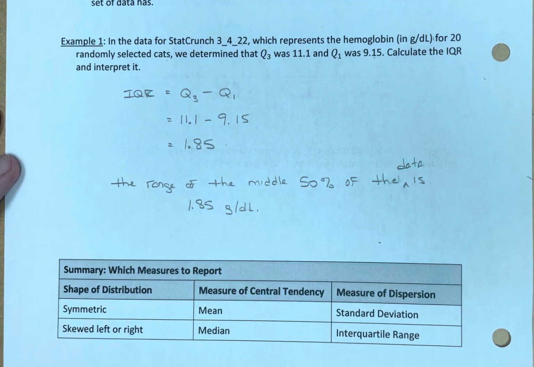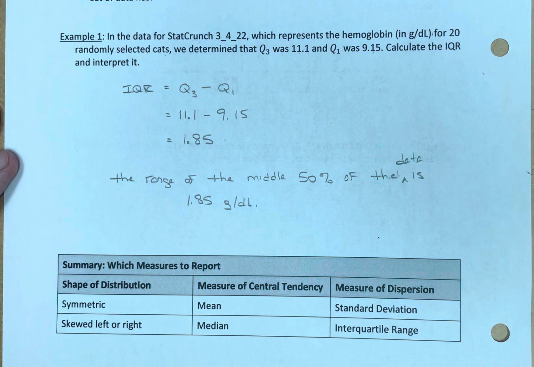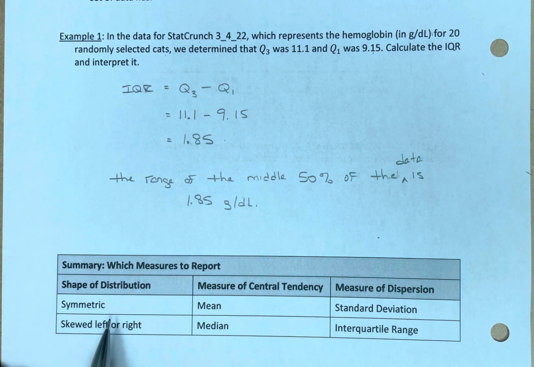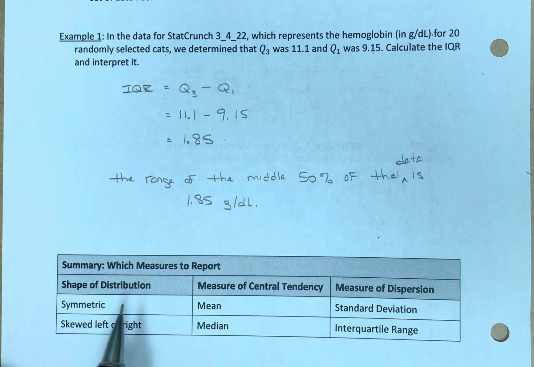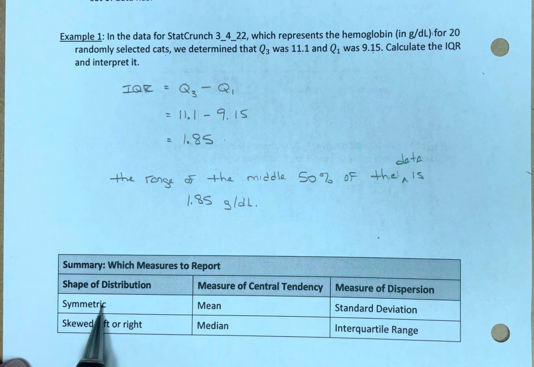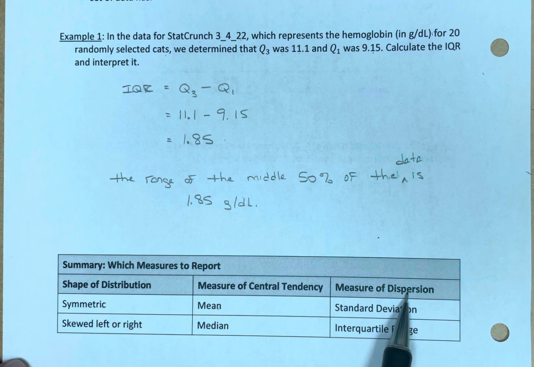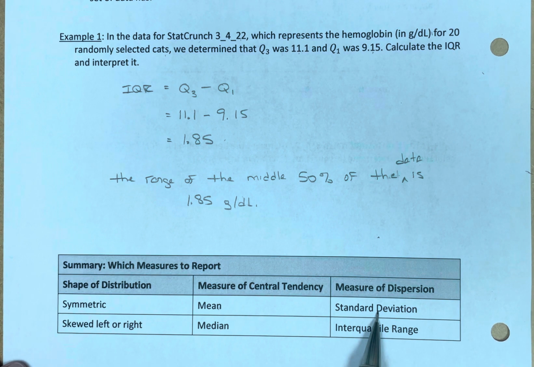Okay, let's summarize now that we learned the interquartile range. This is going to come into play now when the data is skewed. So we talked a lot about symmetric distributions. When a distribution is symmetric, bell-shaped, normal, we focus on the mean. The mean and the median are the same, so we focus on the mean, and our measure of dispersion, our measure of spread, is the standard deviation.